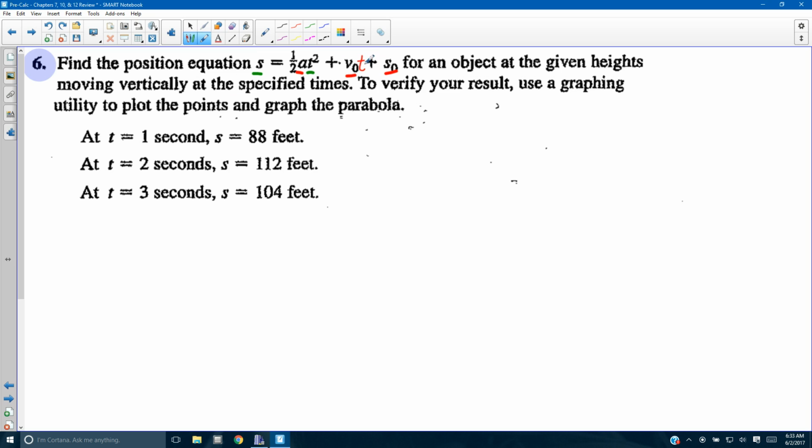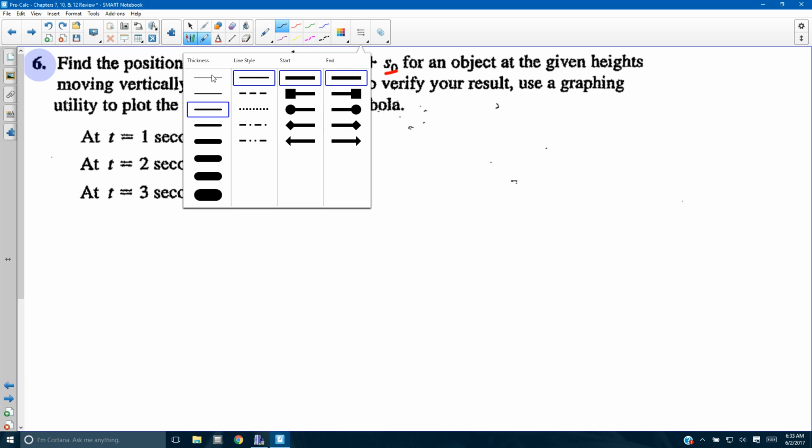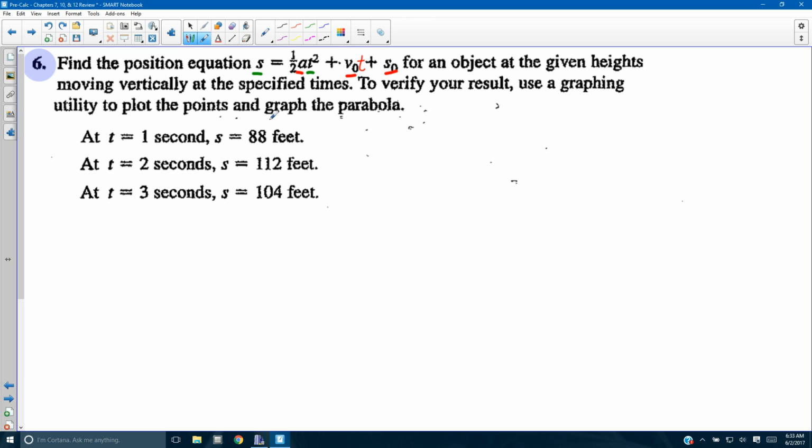Well, I think this is supposed to be here, so I'm just going to go ahead and write that. Otherwise, these two would combine, and it wouldn't be what I'm looking for, knowing my physics here. So what we know is that at t equals 1 second, s equals 88 feet; at 2, 112; at 3, 104. What we can do is create a system of equations by substituting these values into here, and then solve for what a, v naught, and s naught would have to be based on that info.